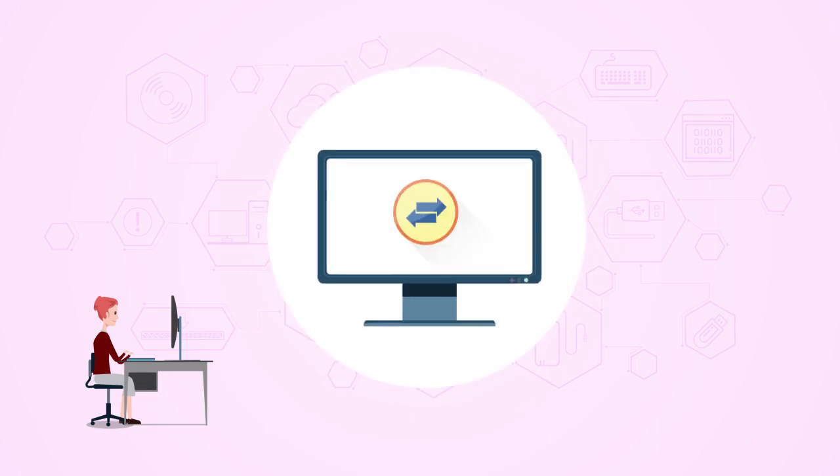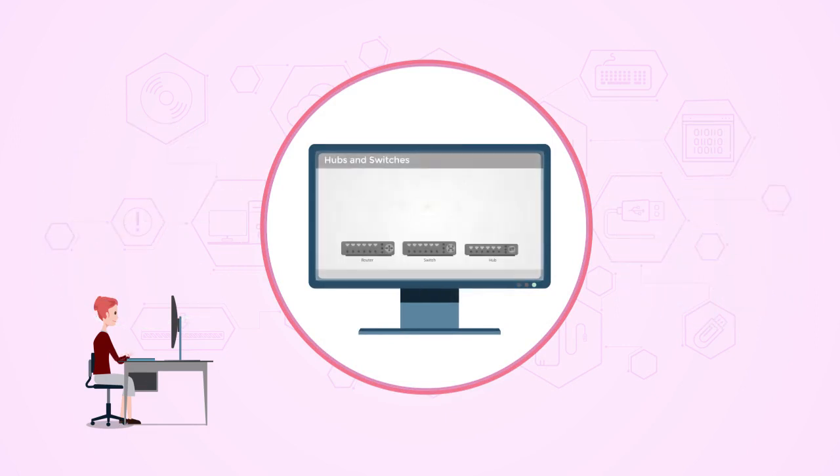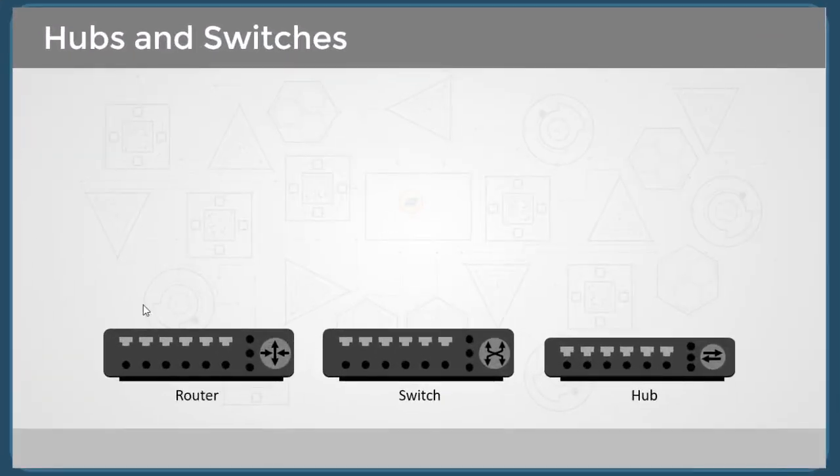In this presentation, we'll take a look at the basic difference between hubs and switches, and ultimately routers. The question is commonly asked because in certain scenarios, it can seem like they're performing similar functions. But the official answer is to know what layer of the OSI model each device operates. But that's difficult to visualize, so let's take a closer look.